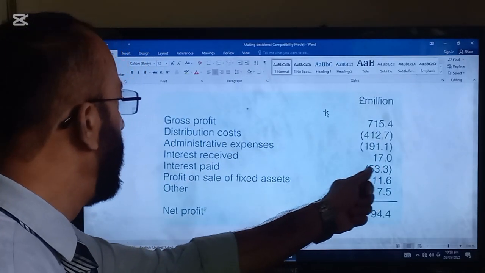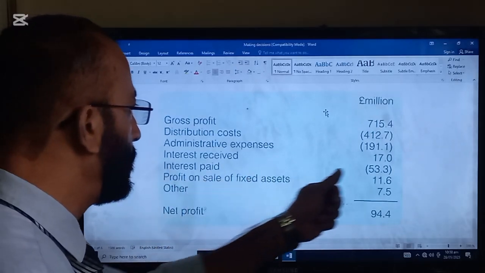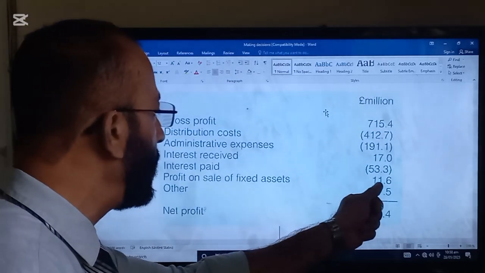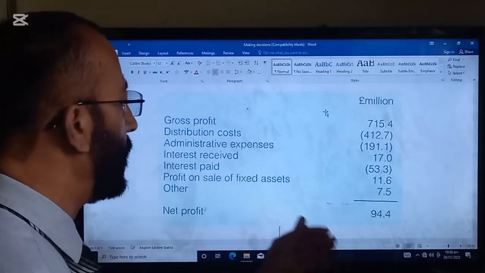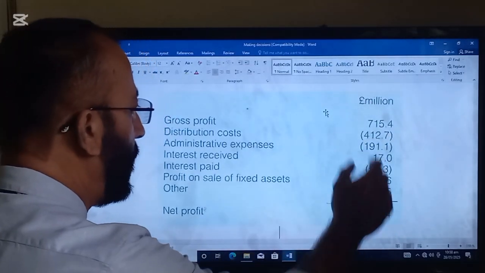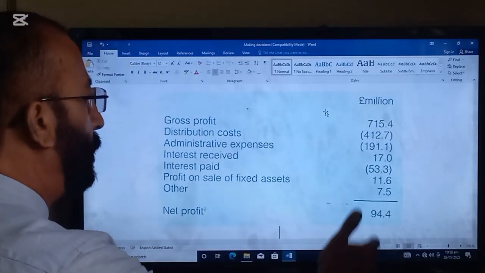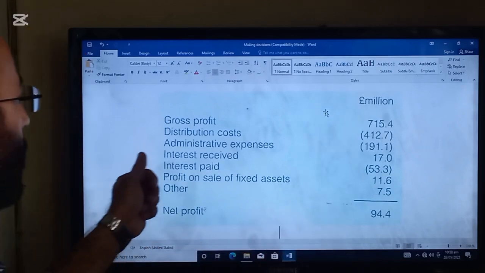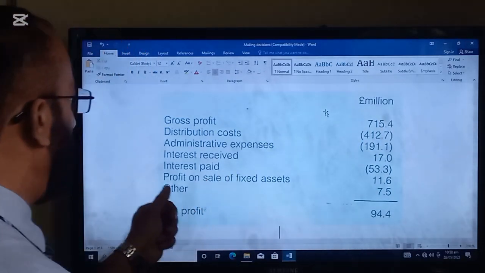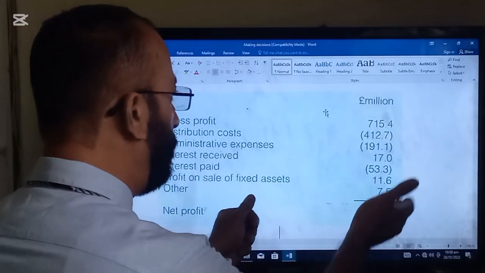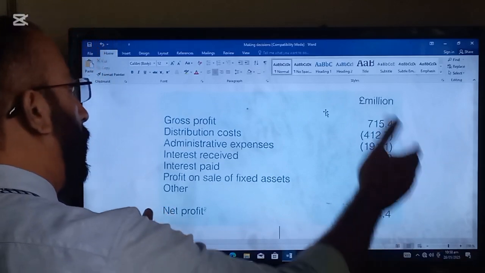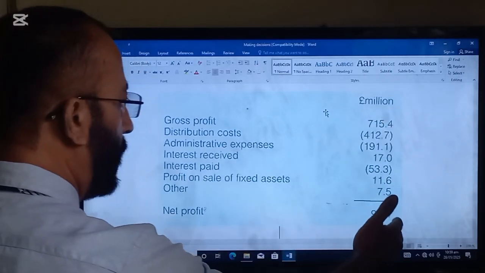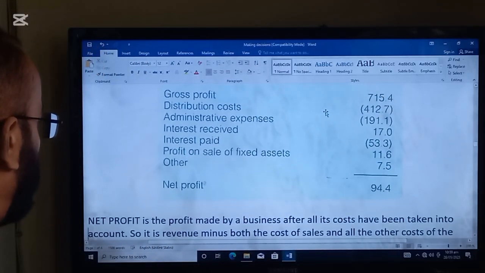We will get this. Now, this is interest received, interest paid, profit on loss, profit on sale of the fixed asset is here, and others are here. Settling all these figures, we will have 94.4 million pounds. This is net profit. Remember here, interest received will be added, profit on the sale of the fixed assets will be added, and other profits will also be added to the gross profit, and subtract all the overheads from the figure. We will get the net profit.